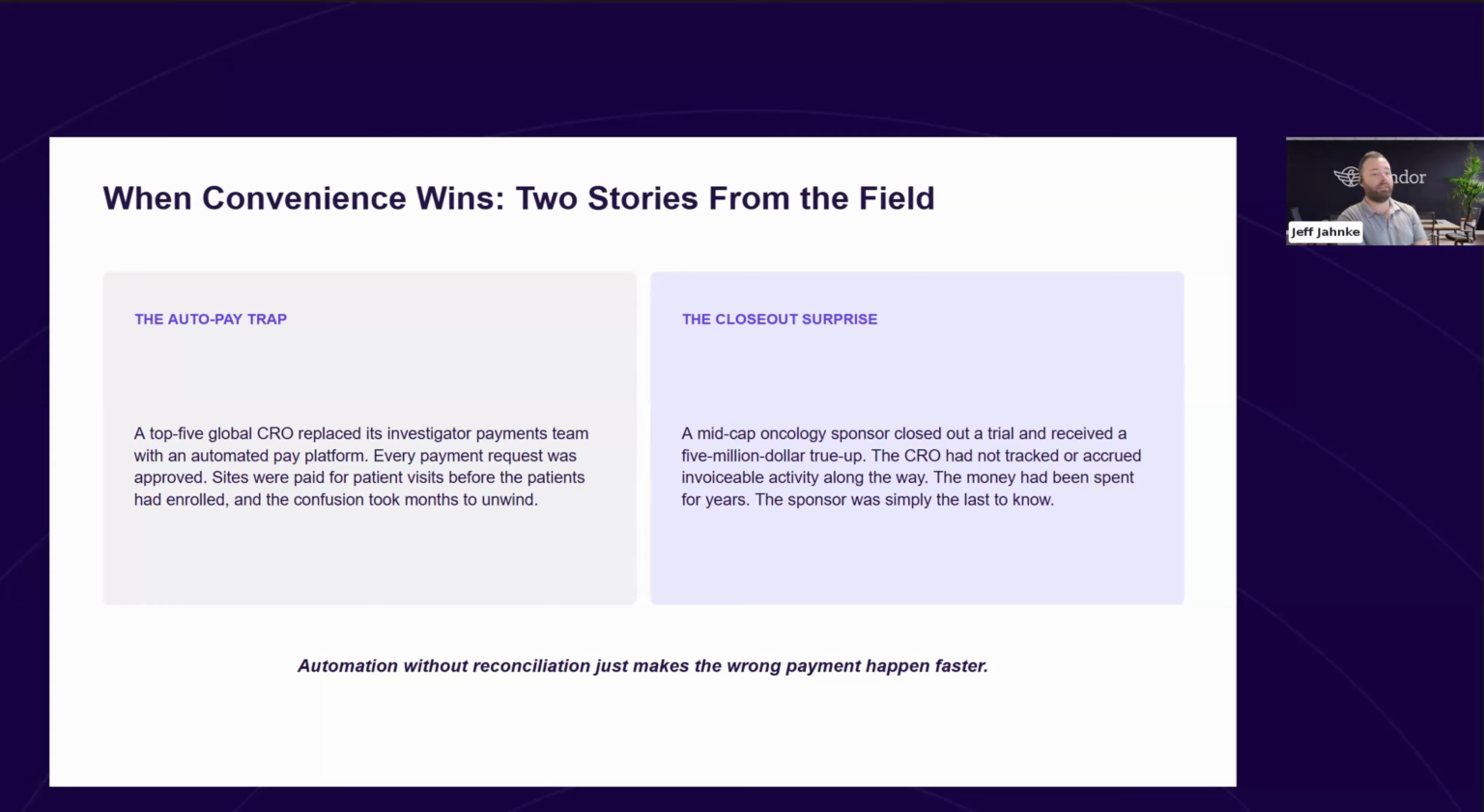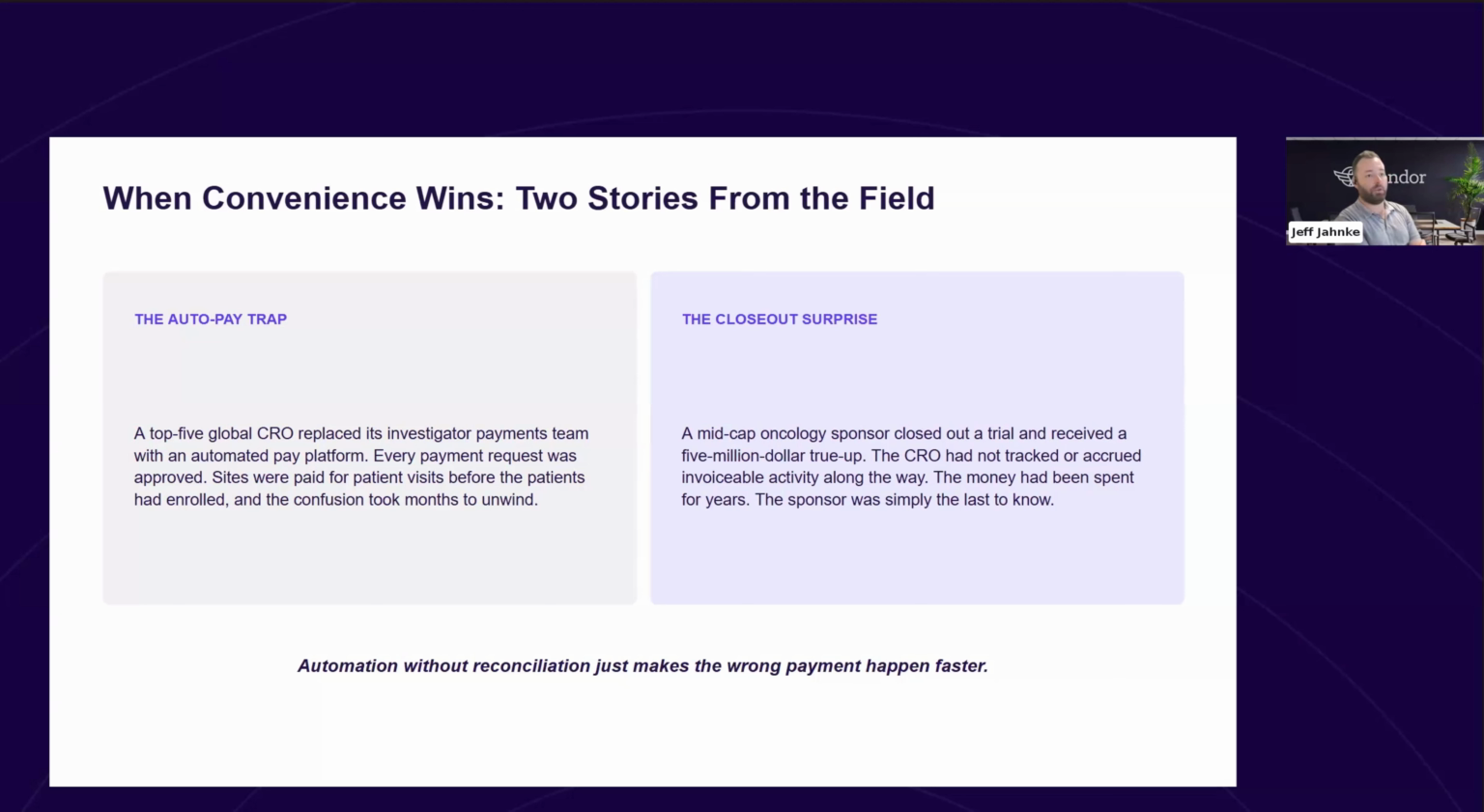Another one is the closeout surprise, and this kind of goes back a couple slides to what I talked about, invoiceables accruing in the dark. A mid-cap oncology sponsor closed out a trial, and at the end, the CRO sent them a bill for $5 million. The CRO had not been tracking invoiceables, and a bunch of sites invoiced them for all of the invoiceables that had taken place over the course of the study, but waited until the end of the trial to do so. The CRO did not track or accrue this invoiceable activity, so it was a surprise to the CRO as well.